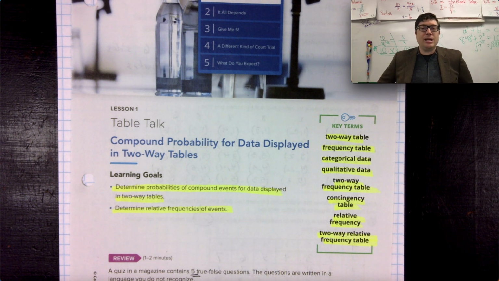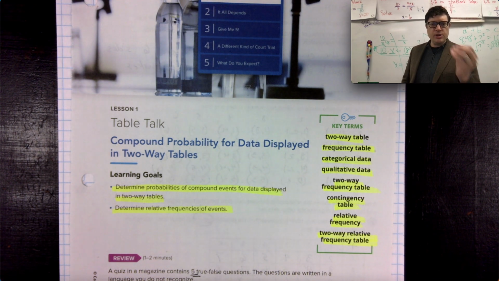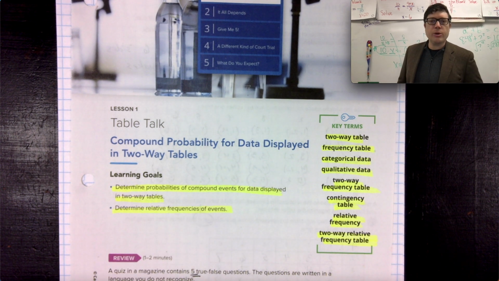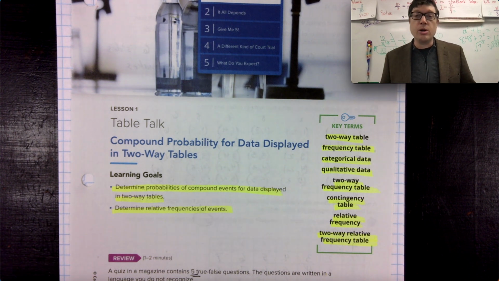Compound probability for data. Compound probability for data displayed in two-way tables. Determine the probabilities of compound events for data displayed in two-way tables. Determine relative frequency of events. Those two high-level sentences will become more clear as we go through this lesson.